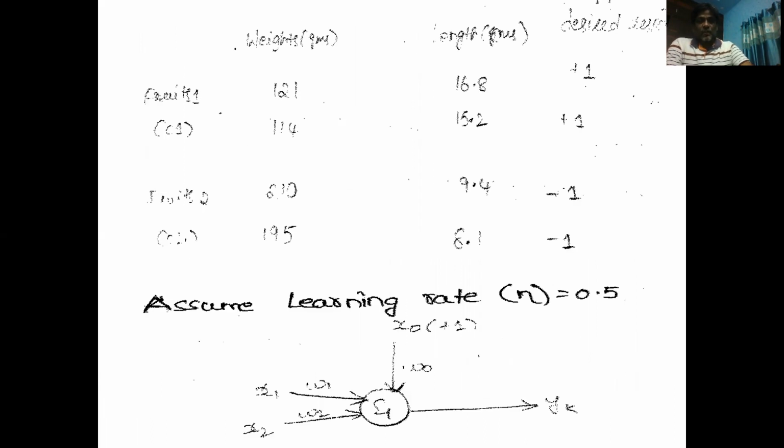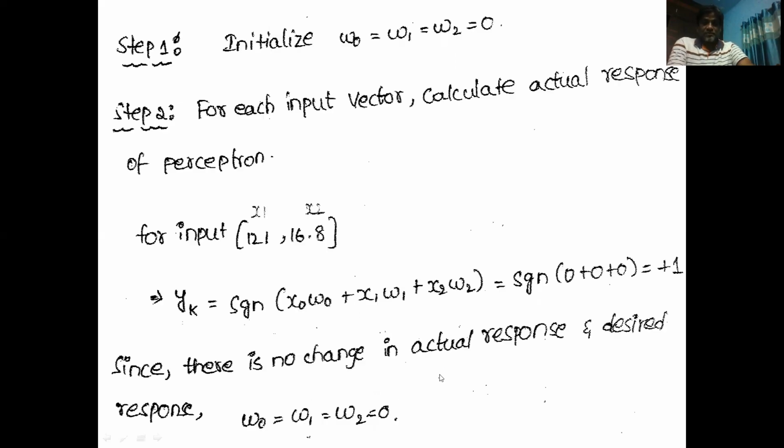Now, let us assume a few things to start designing the perceptron. The first category is assumed as the +1 class, so the desired response is +1 for class 1 fruit, and the desired response is assumed as -1 for the second category of fruit, class 2. Then we need to assume the learning rate also. Eta is equal to 0.5; you can take any value between 0 and 1. And let us start the process.